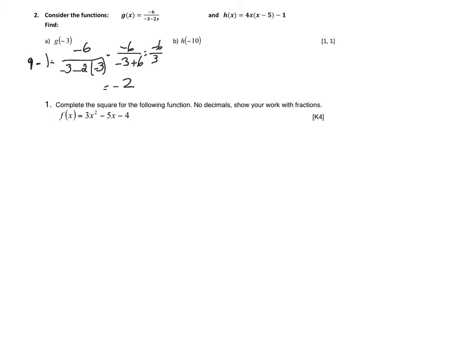The next one is h(-10). So h(-10) is equal to 4 times -10, replace x with -10, so (-10 minus 5) minus 1, which, if we simplify this one, is -40 times -15 minus 1, which is going to be positive 599.